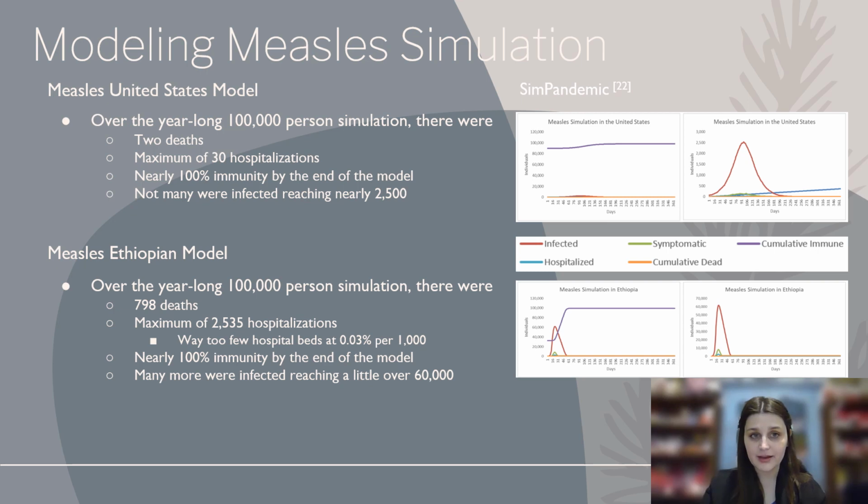In SimPandemic, I modeled measles over a year-long period with 100,000 people based on available vaccination rates. In the United States, there are only 2 deaths and 30 hospitalizations, with nearly all reaching immunity by the end of the model. Only 2,500 were infected. This is in stark contrast to the Ethiopian model, where there were 798 deaths, 2,535 hospitalizations, and nearly 60,000 infected. They too reached nearly 100% immunity by the end of the model.